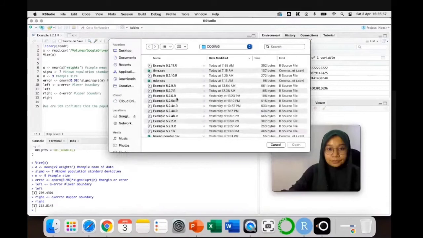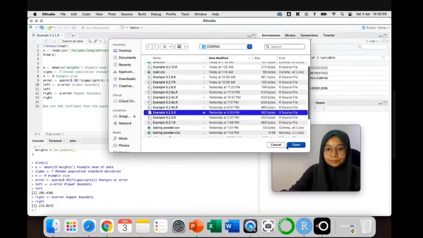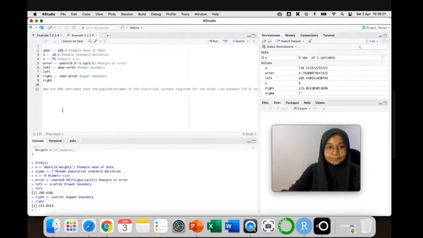Example 5.2.2. Okay. First, you define your X bar. X bar is 280.3. And then you define your S, 10.3. You define your N, sample size. And then you calculate the error. And then you put the lower boundary, X bar minus error. And then you put the upper boundary, X bar plus the error.